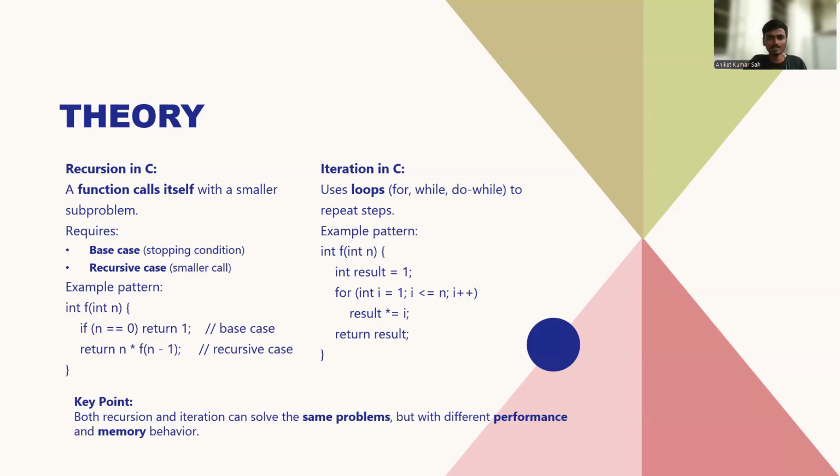And iteration, on the other hand, uses loops like for, while, and do while. Repeat a block of code. It does not depend on function calls. It just updates the variable inside a loop until the condition fails. The factorial example in iteration uses a simple loop to multiply numbers from 1 to n. Iteration is usually faster, uses less memory, and avoids overhead. That's why compilers and real-world systems tend to prefer iteration for performance critical tasks.